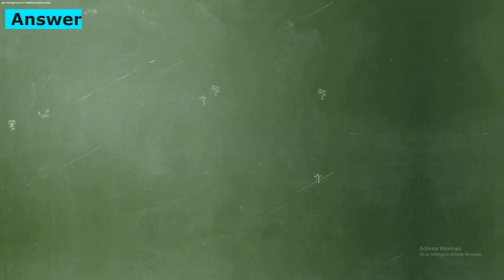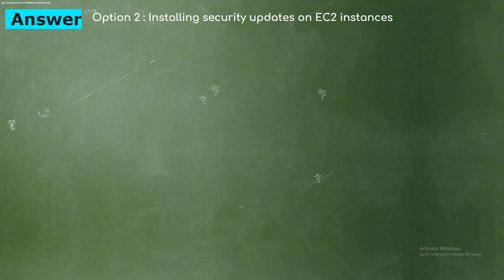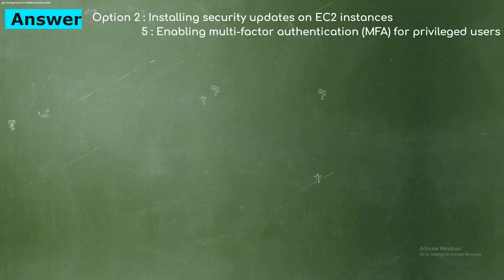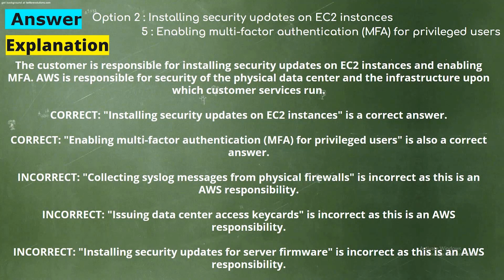And the correct answers are: Option 2. Installing security updates on EC2 instances. And Option 5. Enabling multi-factor authentication, MFA, for privileged users. Explanation. The customer is responsible for installing security updates on EC2 instances and enabling MFA. AWS is responsible for security of the physical data center and the infrastructure upon which customer services run. Correct. Installing security updates on EC2 instances is a correct answer. Correct. Enabling multi-factor authentication, MFA, for privileged users is also a correct answer.